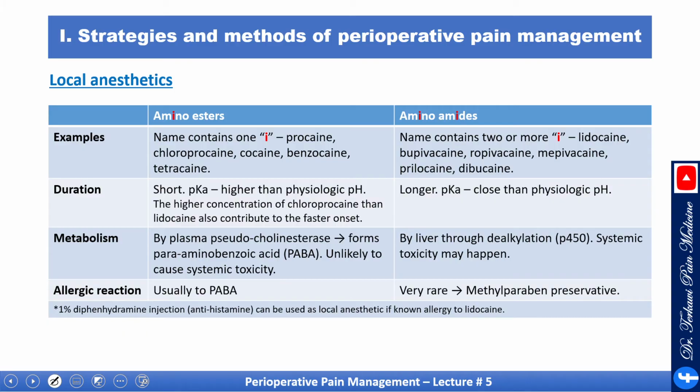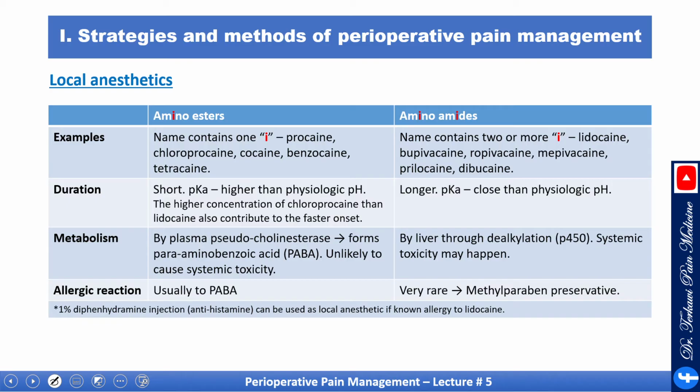Now, this is a nice table that summarizes the differences between amino esters and amino amides. So as you see, amino esters will have one I: procaine, chlorprocaine, cocaine, benzocaine, tetracaine. While amino amides have two I's: lidocaine, bupivacaine, ropivacaine, mepivacaine, etc.